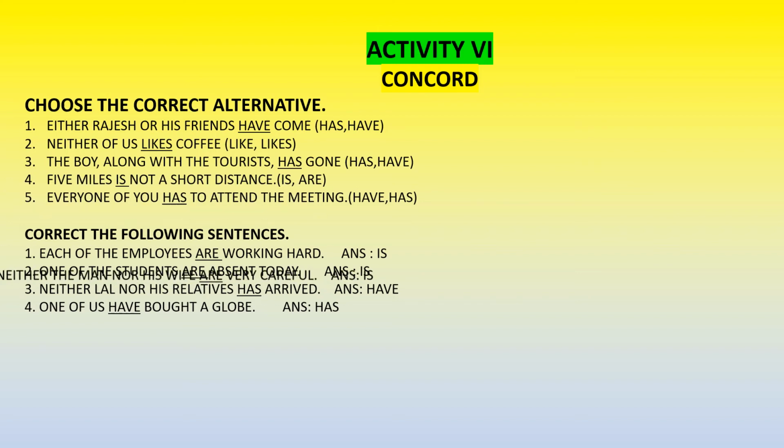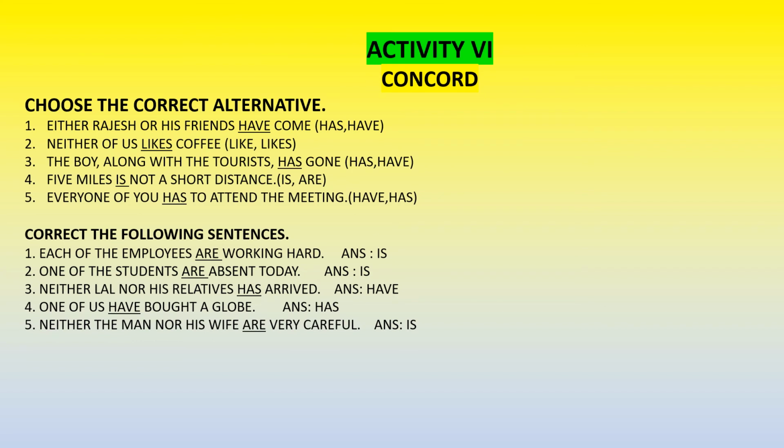The fifth one, neither the man nor his wife. You have come across the third one. You see, neither Lal nor his relatives. Here, neither the man nor his wife. Wife is singular. Wife is the subject. So is very careful, not are very careful. So that is also very clear: neither the man nor his wife is very careful. Now, the books placed on the table.